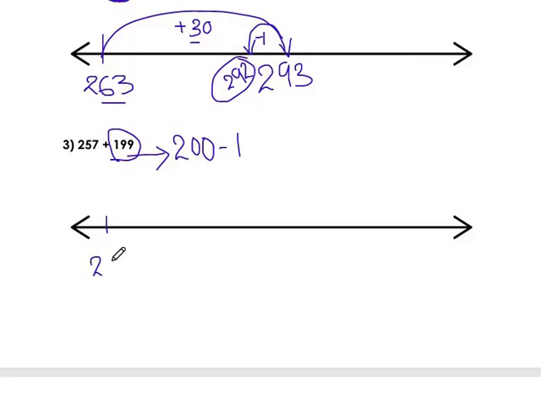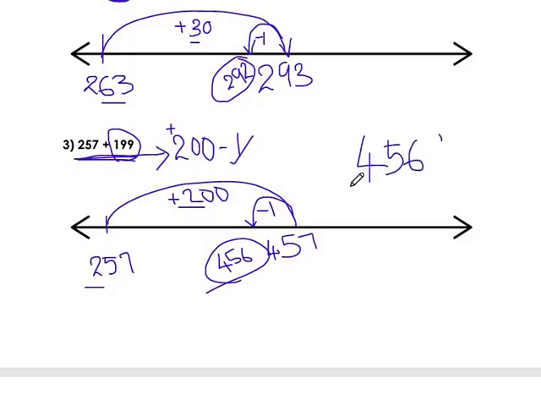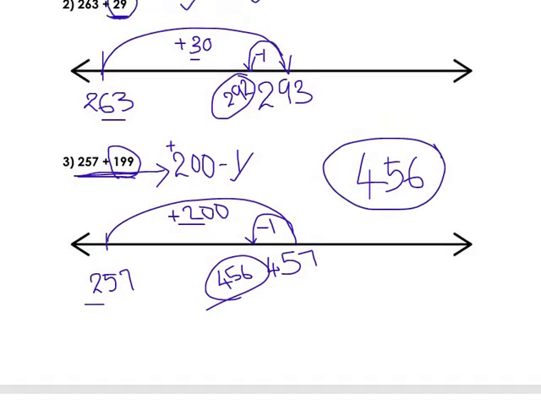So 257. First, I need to add 200. When I add 200, addition of 200 is easy. So it is 457. But I need to subtract 1. So subtracting 1, it becomes 456. Look how easy it became. So 257 plus 199 is 456. I think it is clear.